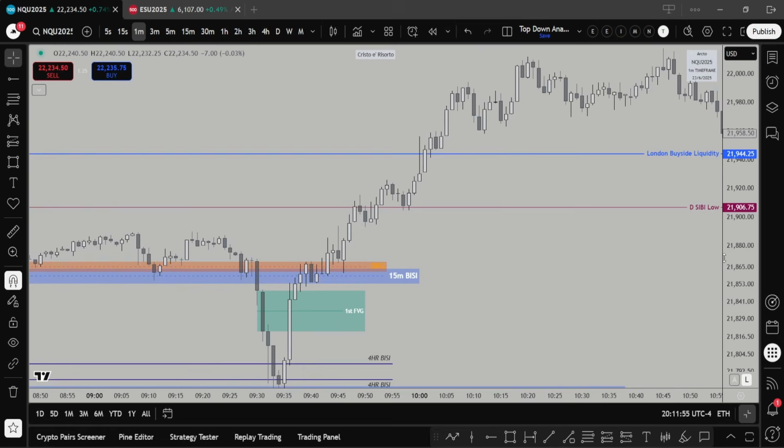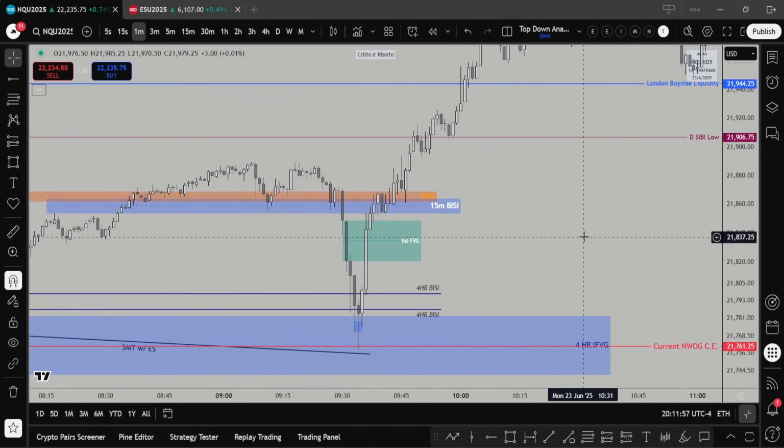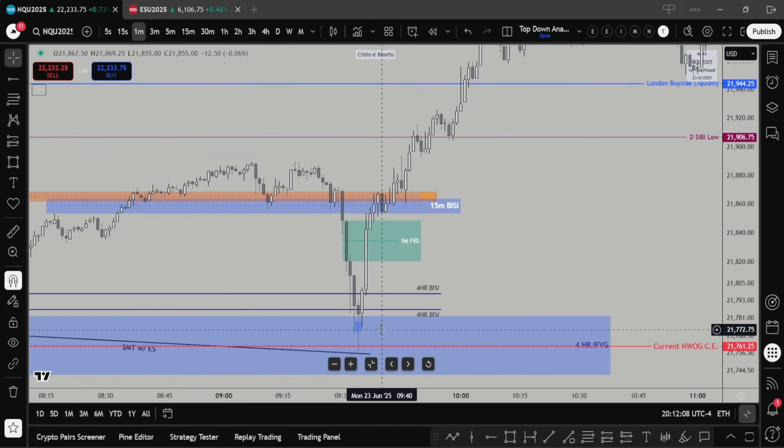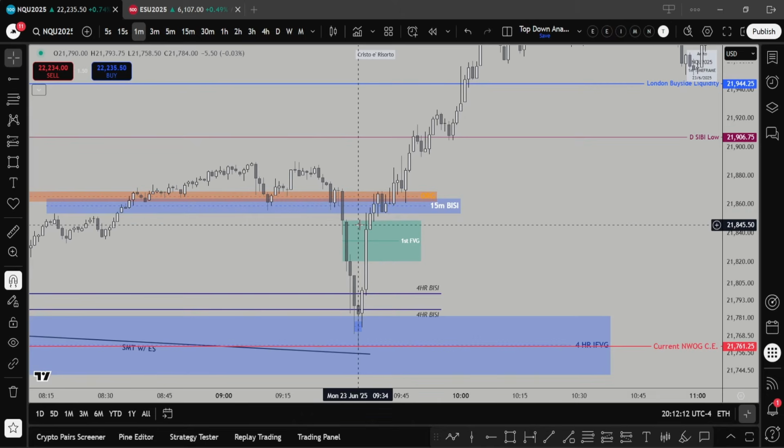So you have to pick something that fits you, that works well with you. Doesn't have to be the turtle soup or first fair value gap. Doesn't have to be an inversion. It can be a breaker block. It can be an order block, a change in the state of delivery, which an order block is a change in the state of delivery. But it doesn't matter.